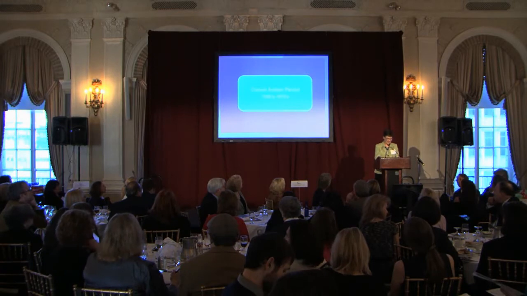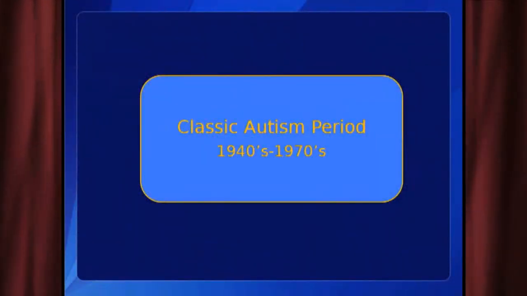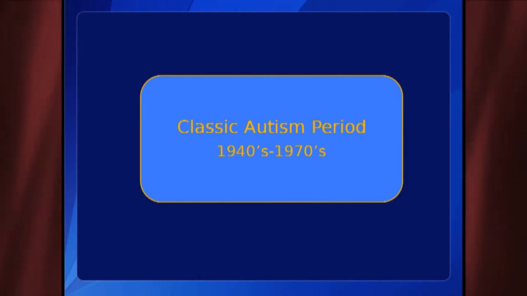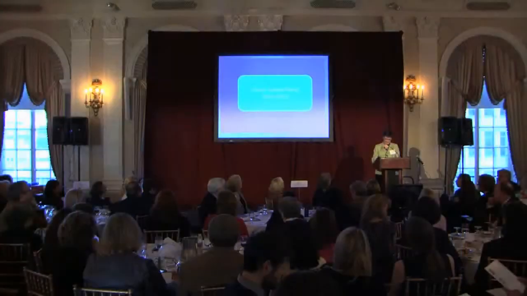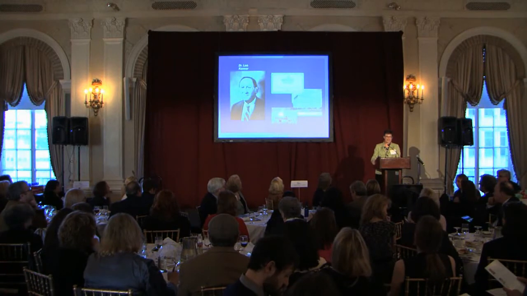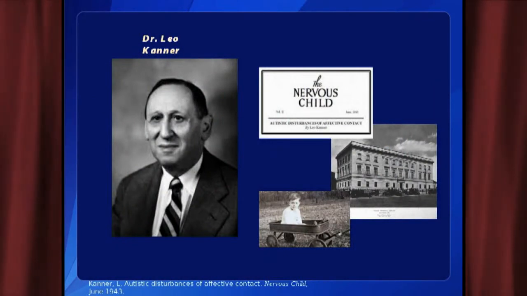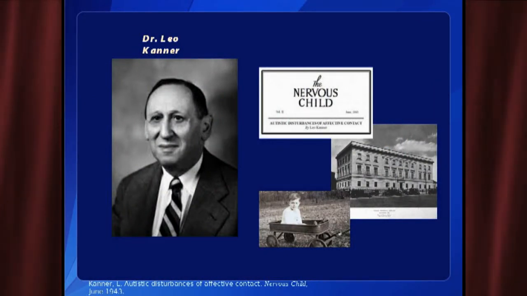Through the lens of the classic period, we recognize autism as a unique condition for the first time, but with a much more narrow focus than we have today. In 1943, Dr. Kanner described 11 children with autistic disturbances of affective contact, shaping our view of autism and establishing in some ways the prototype of classic autism. He used the Greek word autism, meaning into the self.